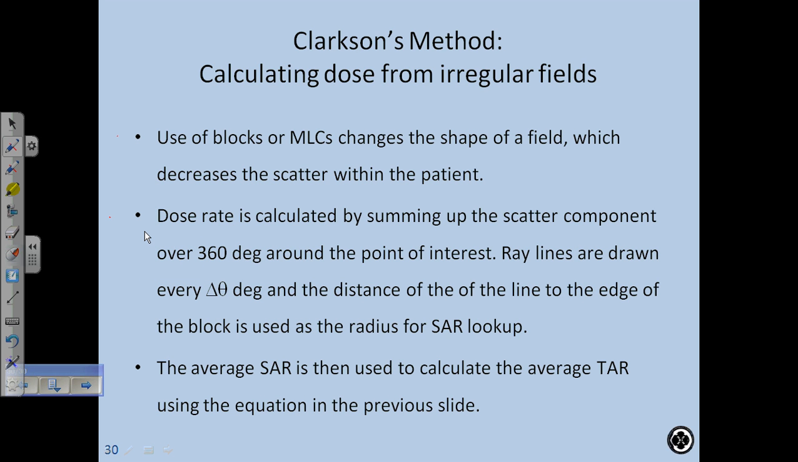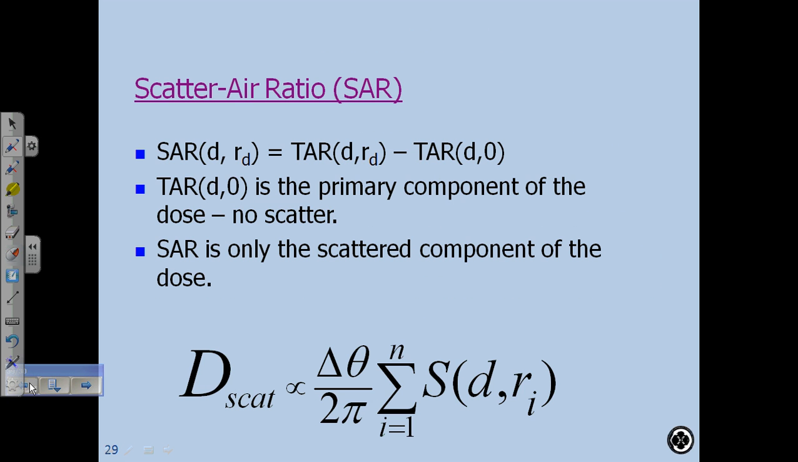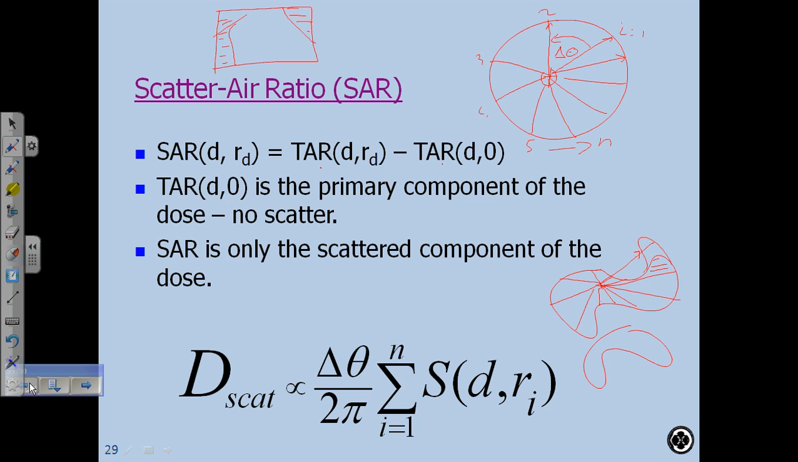Around the point of interest. Ray lines are drawn every delta theta degrees at a distance of the line to the edge of the block or the edge of the field, and that ray line is used as the radius for the SAR calculation. The average SAR is then used to calculate the average TAR using the equation in the previous slide. So that's it. So then you add all this up, okay, and that's your SAR. Okay, and then you can calculate your TAR by bringing this over to the other side. You add the primary component to get your TAR.